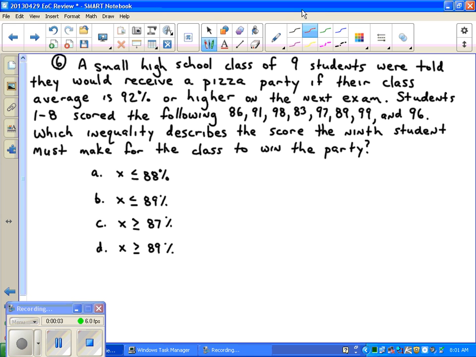This is our EOC practice. We are in part 2. This is the part that actually allows calculators. We're picking up on number 6. It says a small high school class of 9 students were told they will receive a pizza party if their class average is 92% or higher. So that's the first part you got to look at, 92% or higher on the next exam.